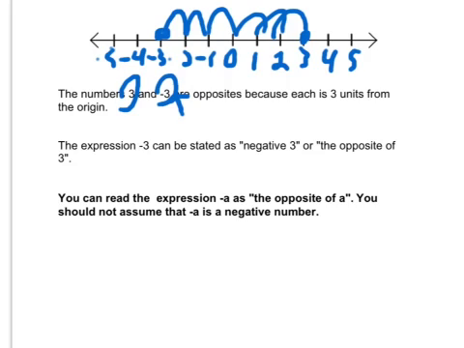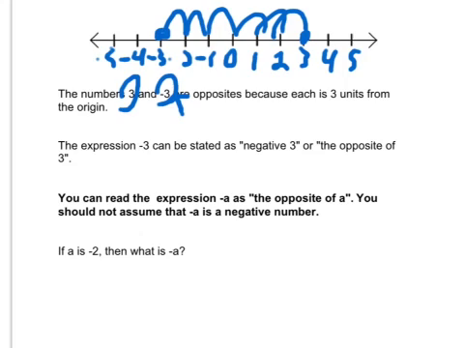So, you can read the expression right here, this one, as the opposite of A. It's not -A. Okay, it's the opposite of A. So we should not assume that this expression is a negative number. Okay, because I want to know what happens when I plug in different numbers for A.